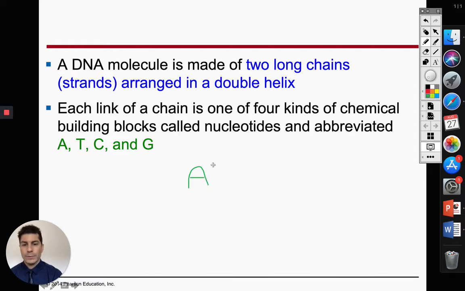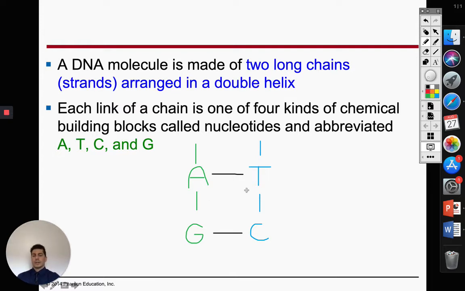So if we have one chain here, the A is always going to bond to, I'll draw the other chain a different color, the T of the other chain. And then we'll have a bond in between here linking our two chains of our DNA. Same thing, if we have a G on this side, it's always going to bond to a C on the other side. And that's how it's always going to be. And this is our double-stranded DNA.